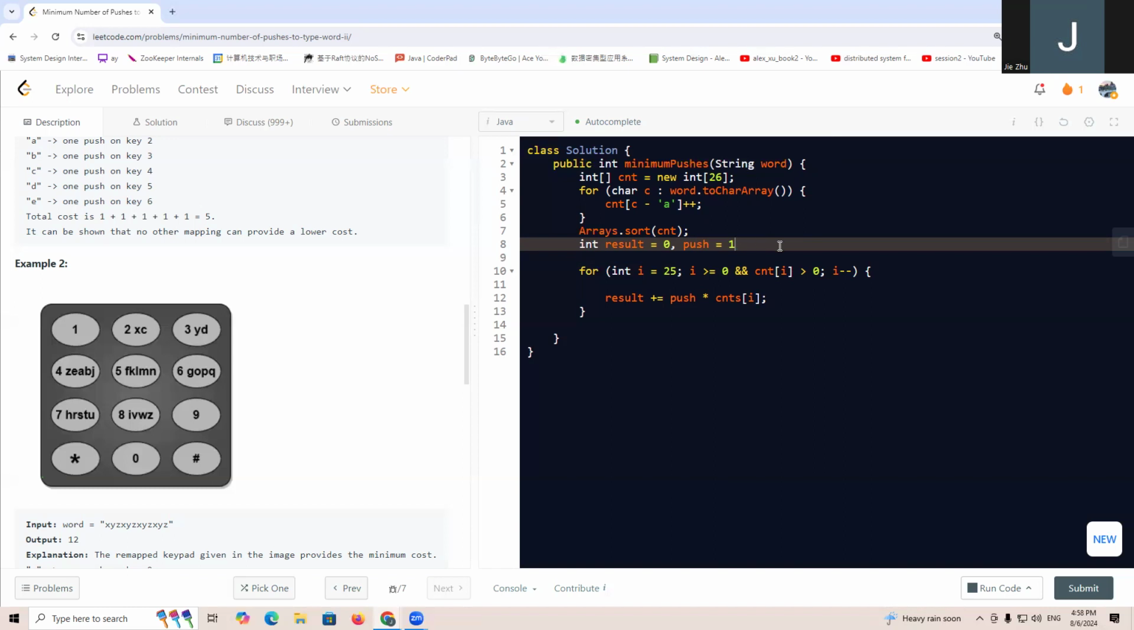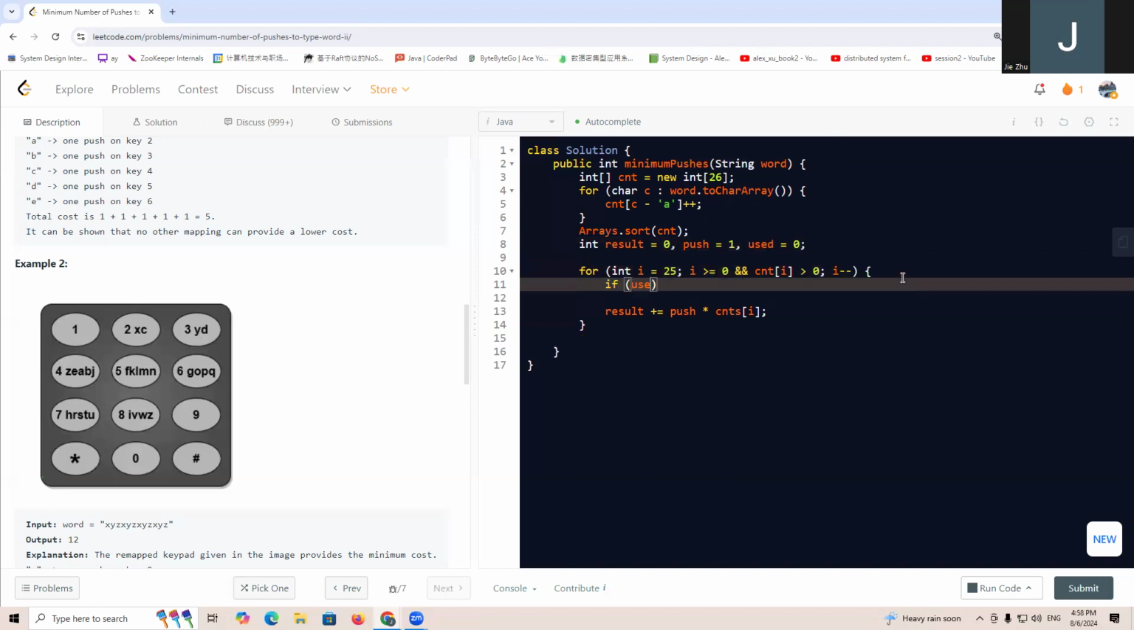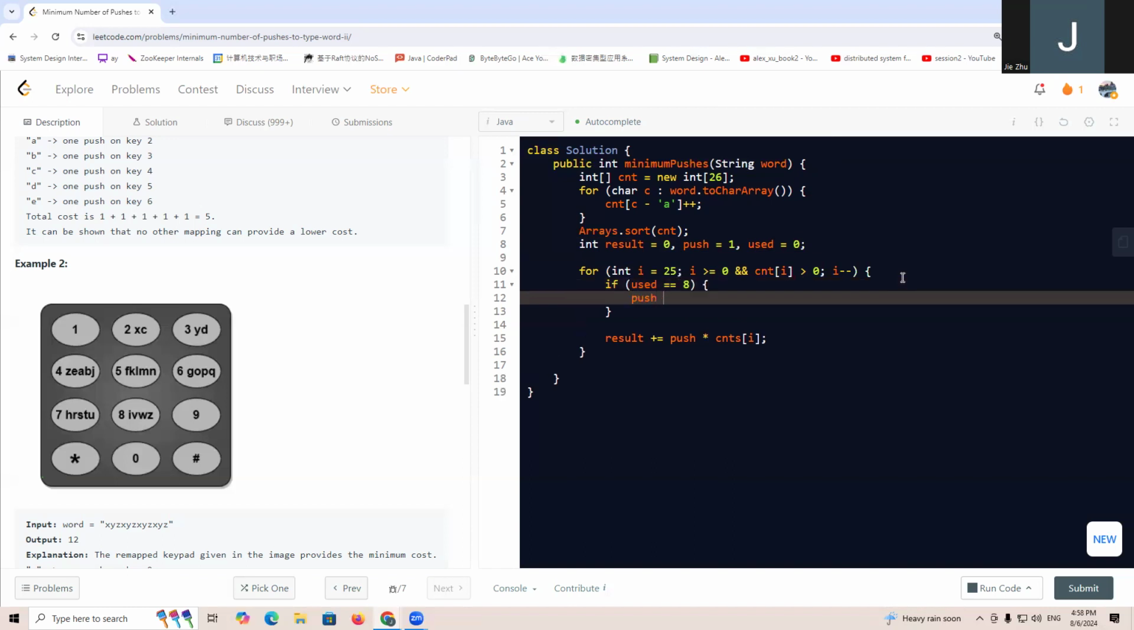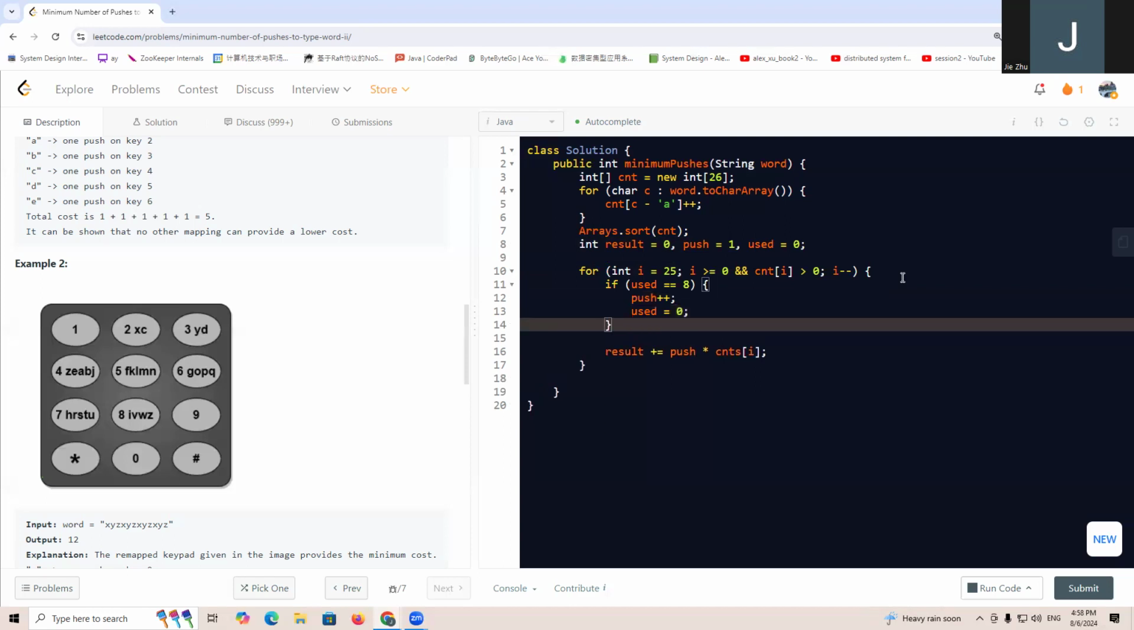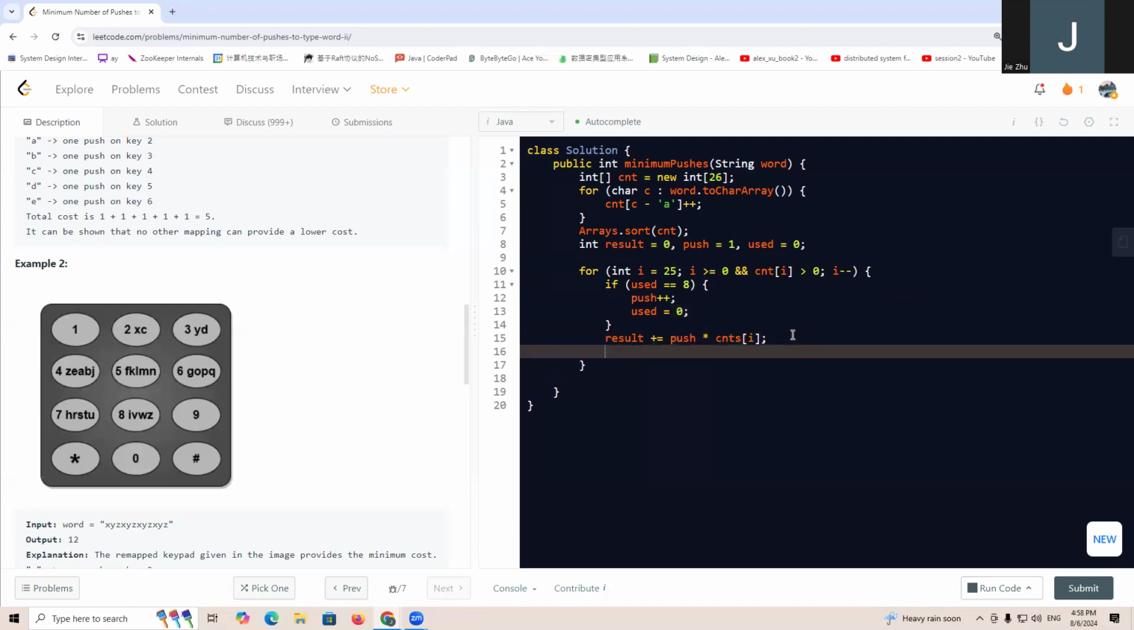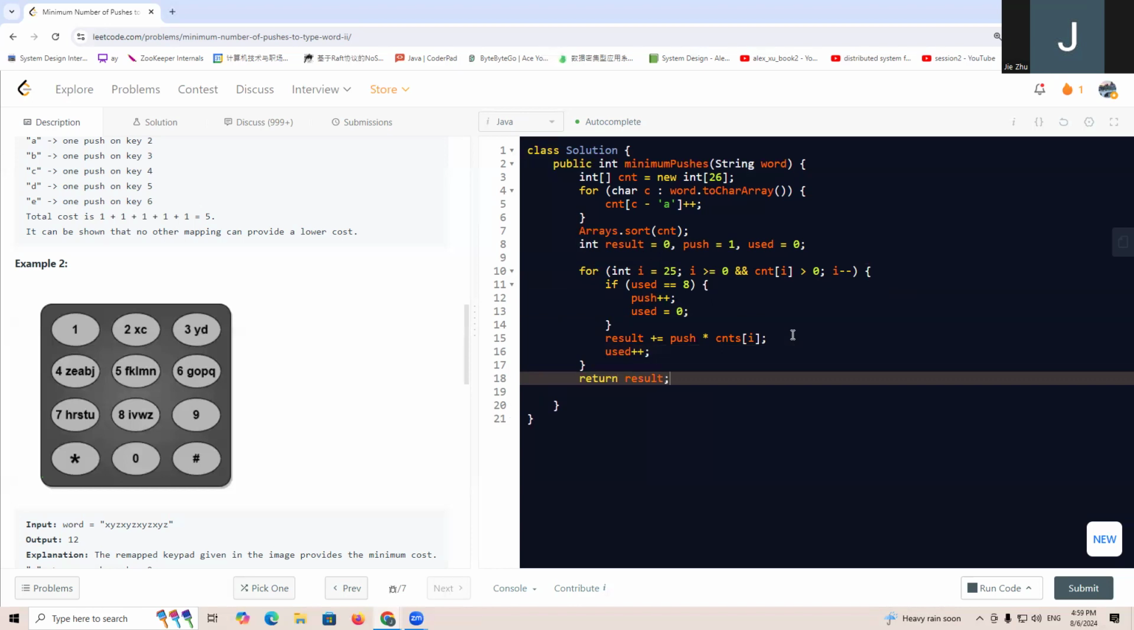So we have a variable used, which is 0 at the beginning. If used equals 8, then push plus plus, and we set used to 0. For every i, used should increase by 1, and in the end we return result.